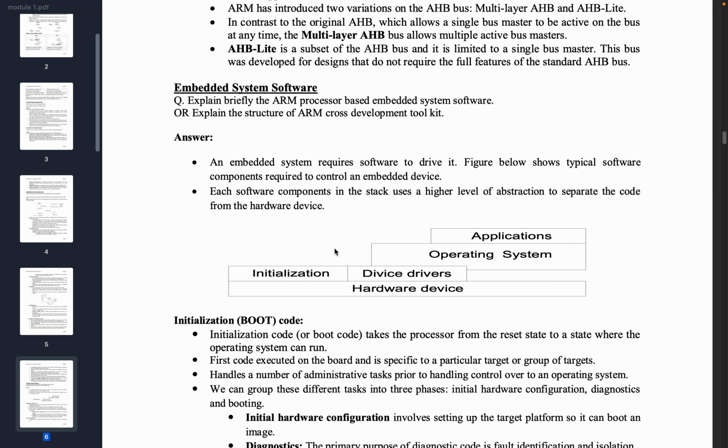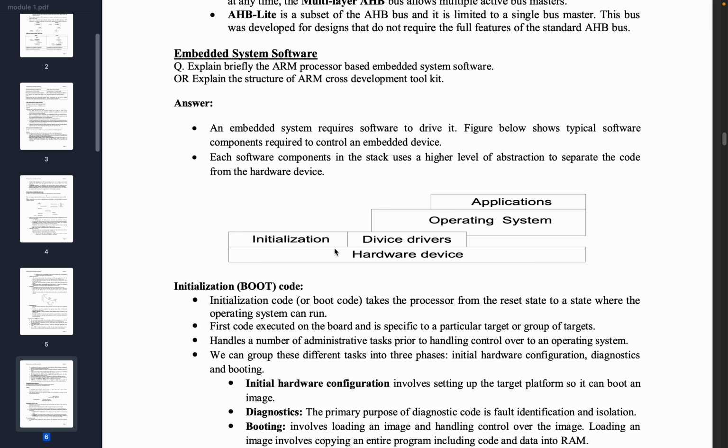In the software system you have to write the initialization, meaning boot code. The initialization takes the processor from the reset state to where the operating system can run. It is the first code executed on a particular target or group of targets. It handles a number of administrative tasks prior to handing control over to an operating system, so we can call it initialization code or boot code.